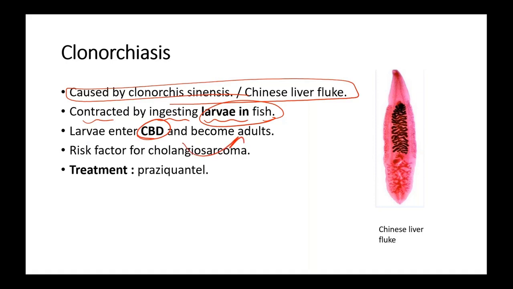And the most common question they will ask you is, if this larva stays in the common bile duct for a long time, what is a complication? It can cause cholangiocarcinoma. Treatment is praziquantel. It's antiparasitic, which can get rid of Clonorchis sinensis. Cholangiocarcinoma is the most common complication.